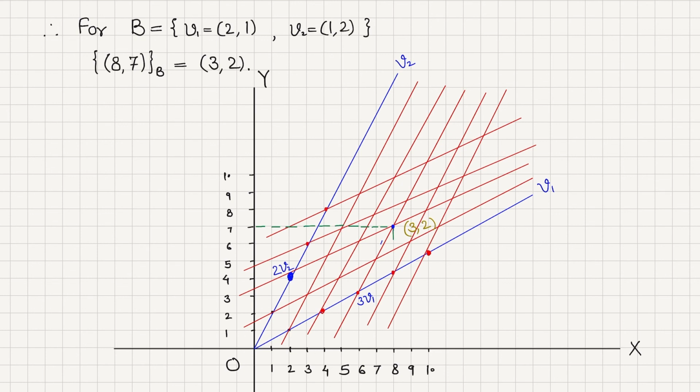If you see its coordinates in the original system, it comes out to be the vector (8, 7). So corresponding to the vector (8, 7), the coordinates of this vector relative to the basis v1, v2 come out to be (3, 2), and if you check, this vector (3, 2) has the coordinates in the original system as (8, 7). So in this way we can find it.